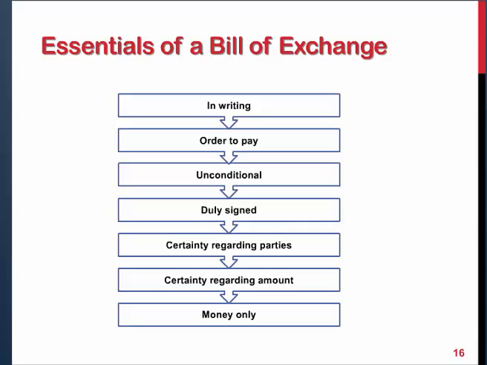It must be in writing. It must contain an order to pay. The order to pay must be unconditional. It must be signed by the drawer. The drawer, drawee and payee must be certain. You should remember that all these three parties may not necessarily be three different persons. One can play the role of two, but there must be two persons in any case. The sum payable must be certain, and the bill must contain an order to pay money only.